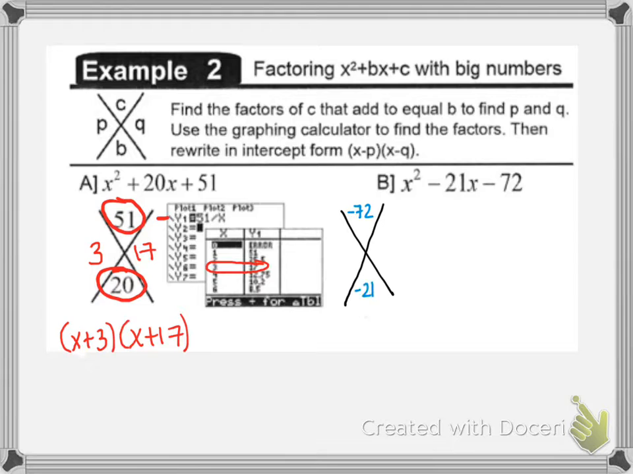So in my graphing calculator in y1, I could write y1 equals negative 72 divided by x. And if I look for a row that adds to negative 21, I find 3 and negative 24. Because 3 times negative 24 equals negative 72, and 3 plus negative 24 equals negative 21. So x squared minus 21x minus 72 factors to x plus 3 times x minus 24.